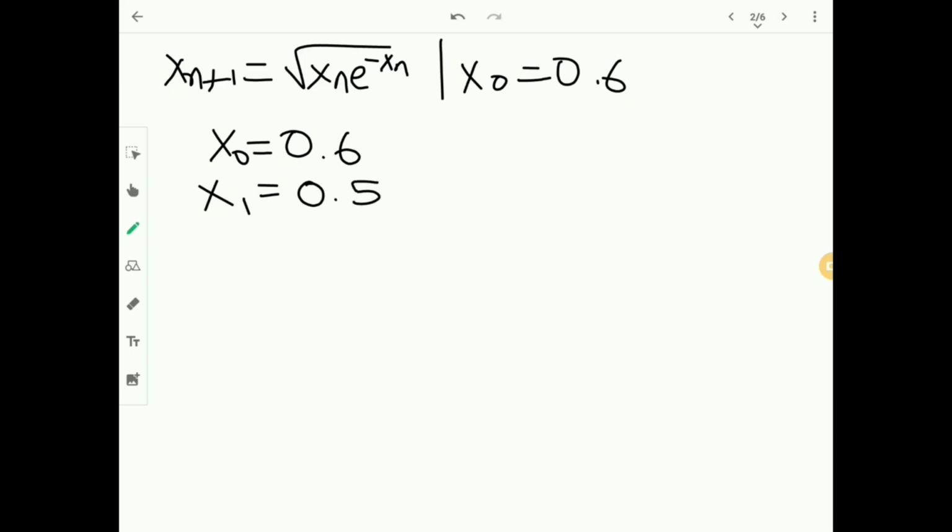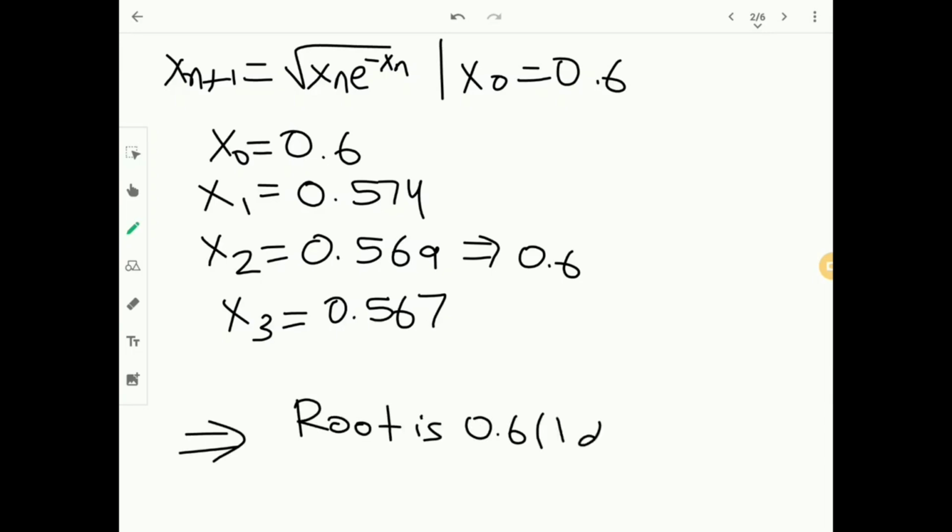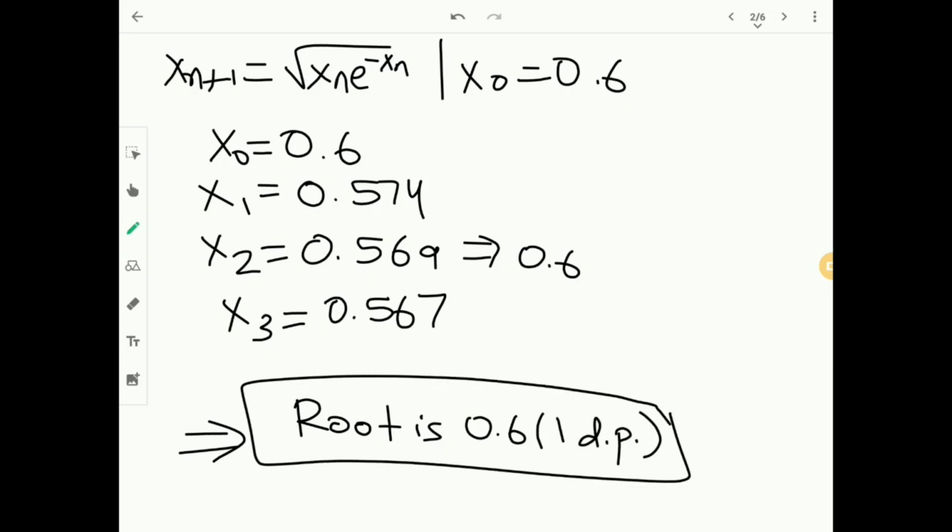In this case it would be smart to take it to maximum 3 decimal places. As we can see here, the rounded value is 0.6 approximately, but it's better to be 100% sure. The next value you get is 0.569, and maximum x3 you should take is 0.567. In all of these cases it's rounding to 0.6, so what we say is the root is 0.6 to one decimal place, and that's how you solve activity 2 number 1.